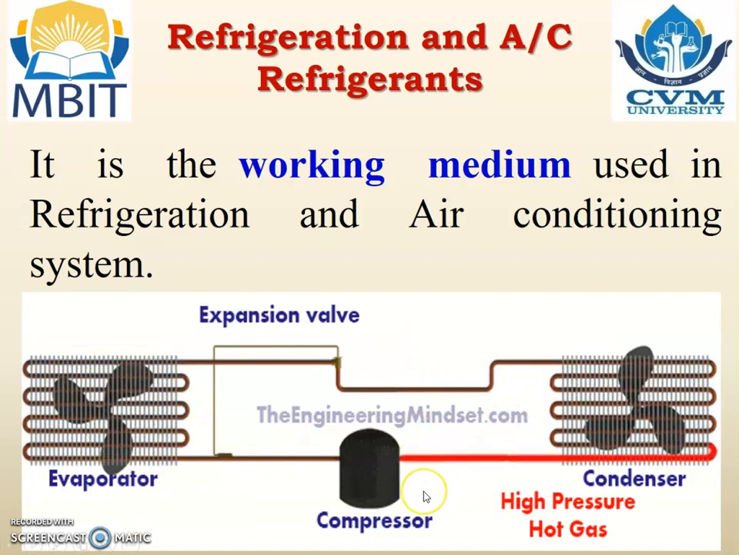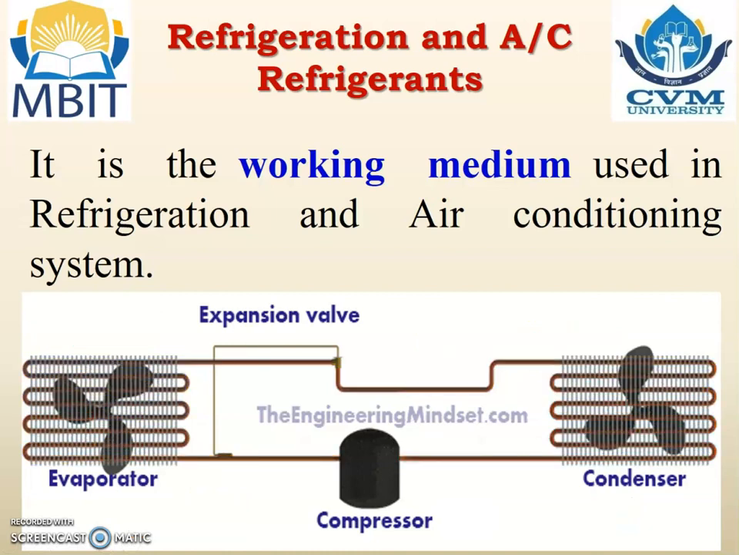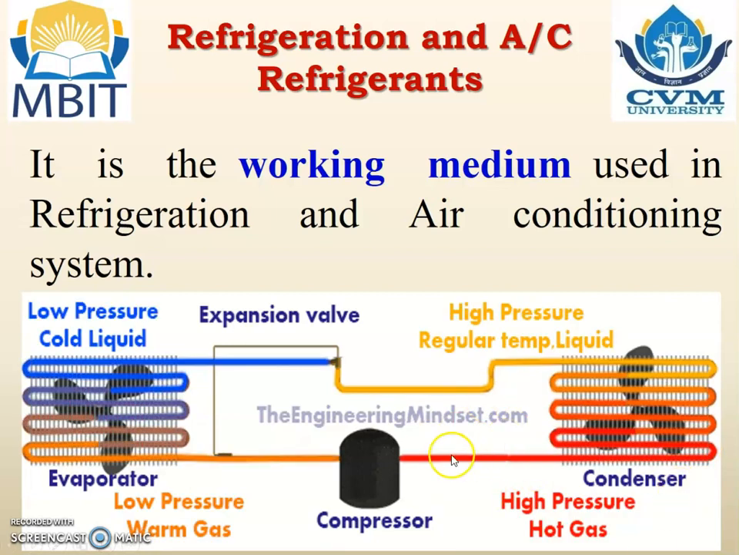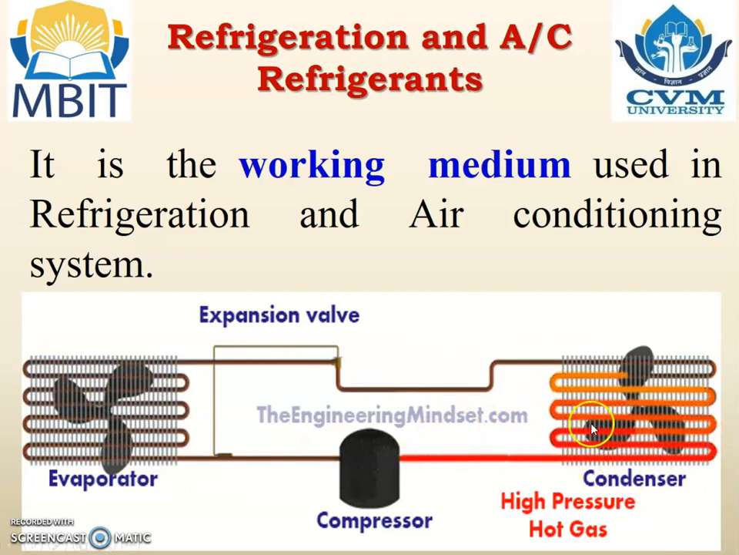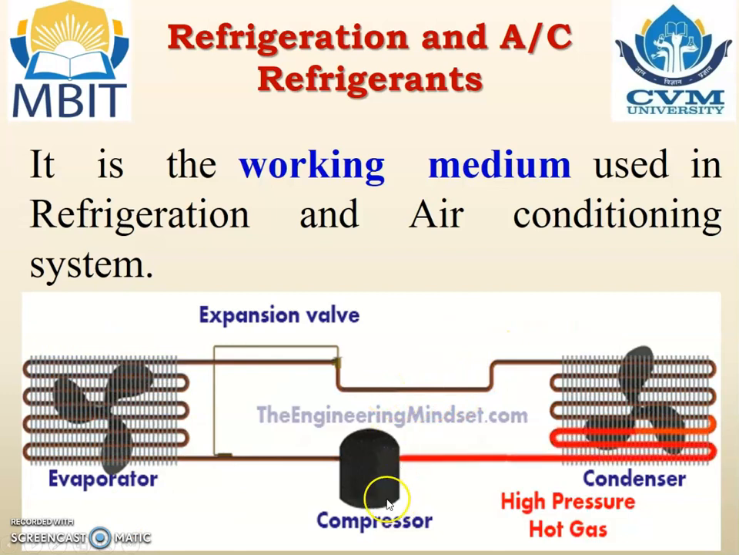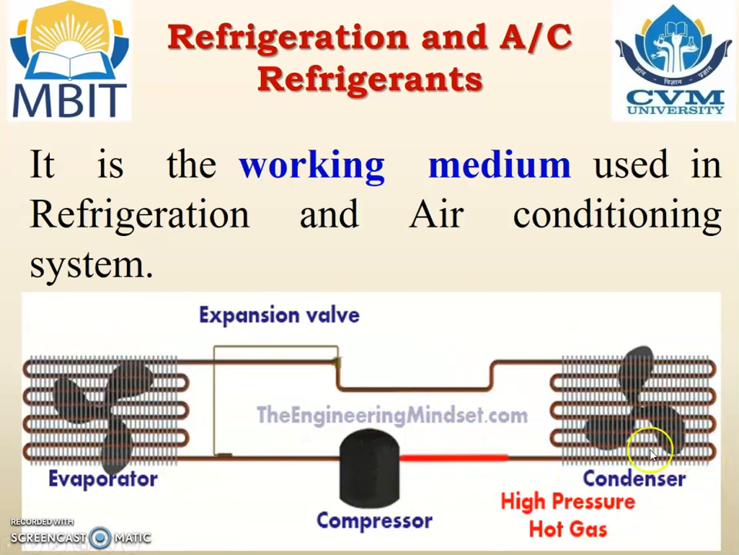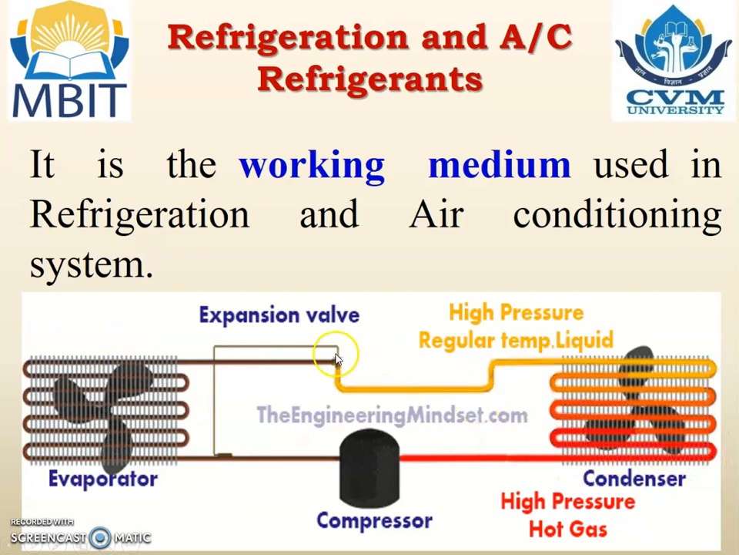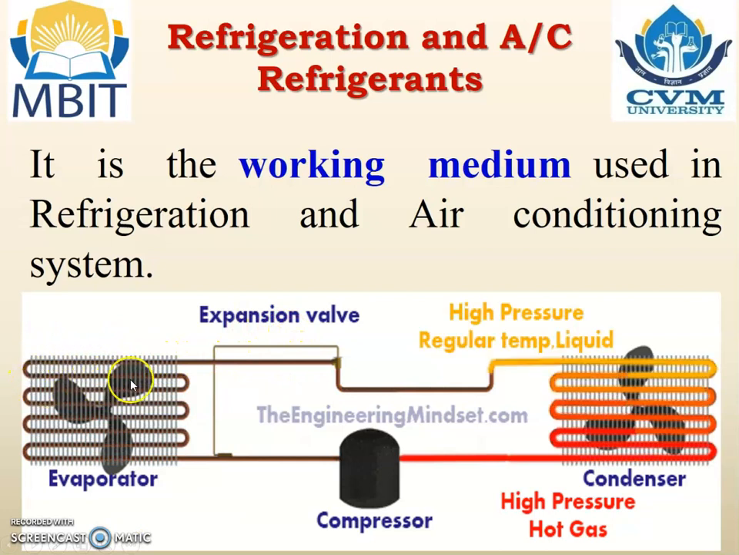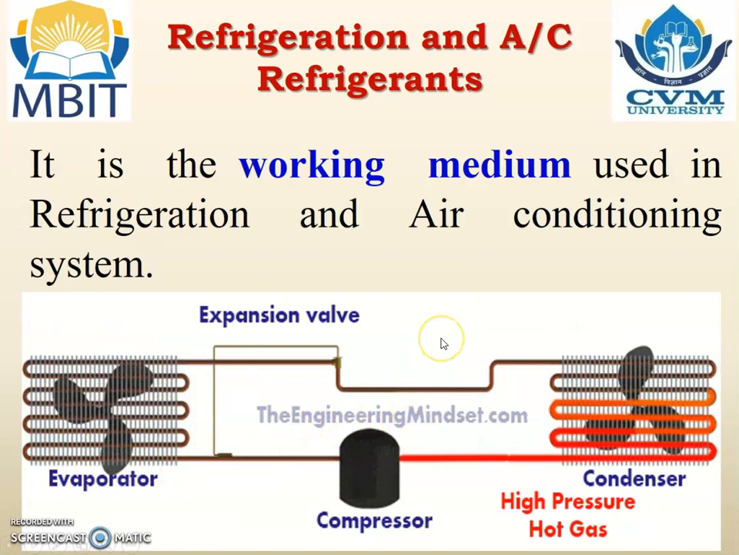So this is, you can say, the animation for the vapor compression refrigeration cycle that we are going to study in depth later on. But whatever working medium is passing through the tube, that working medium is known as the refrigerant. It passes through the compressor, then tubes, and these tubes are known as the condenser tube. Then it passes through the tube known as the expansion valve. Then it passes through the tubes known as the evaporator, and then again goes back to the compressor.